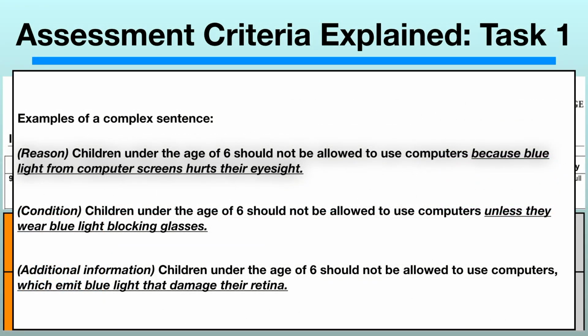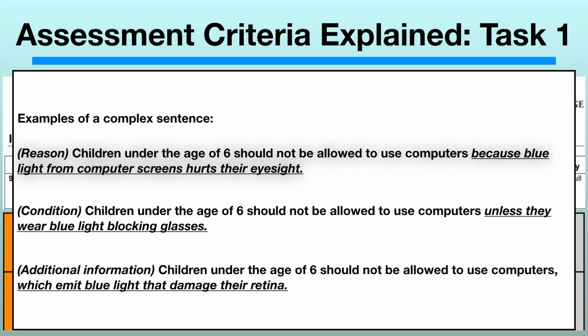I'll explain the concepts of complex sentences in detail in a separate video. For the purpose of this video, we'll just touch on some complex sentence examples. In the examples below, you can see that the first halves are the same. Children under the age of 6 should not be allowed to use computers.